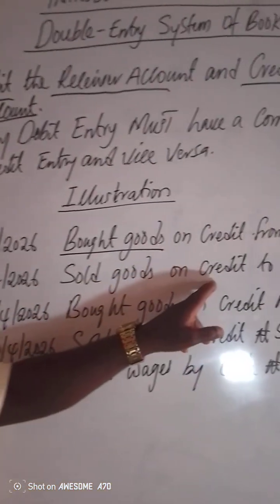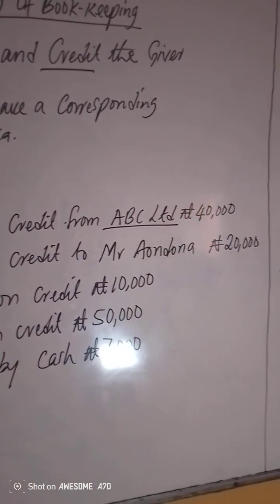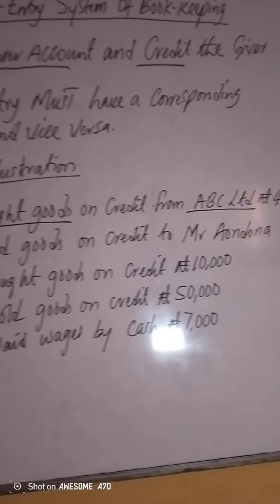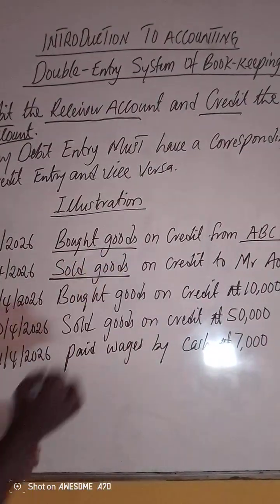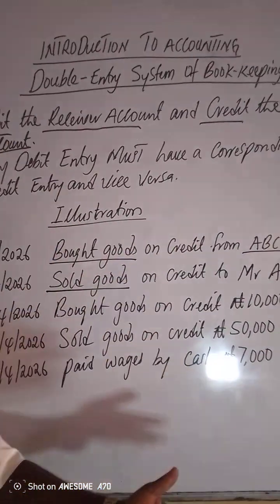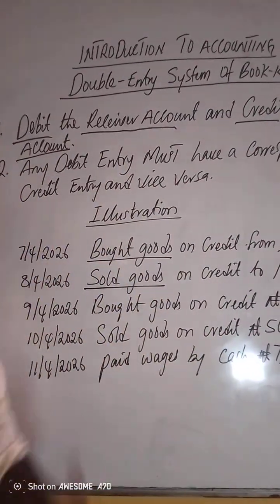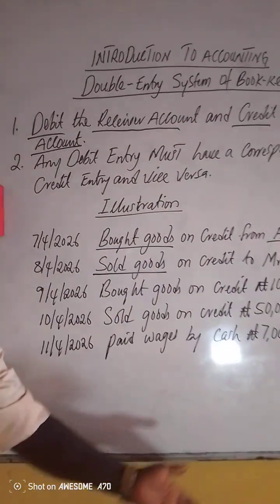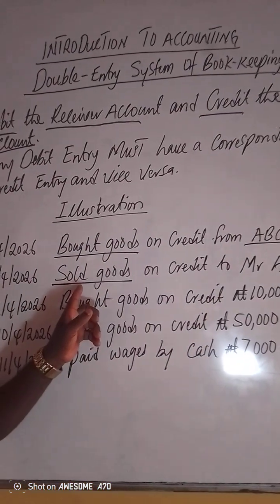Let's look at the second illustration, where it says sold goods on credit to Mr. Onduna, 120,000. Here we try to identify the giver account and the receiver account. Sold goods, which we refer to in accounting as sales, is what we are giving out. The goods being sold are referred to as sales. So sales becomes the giver account.